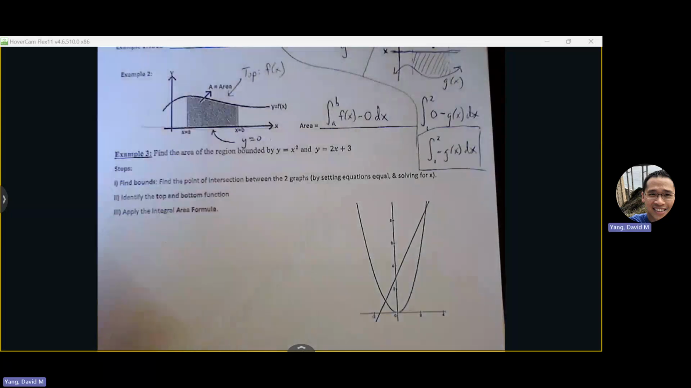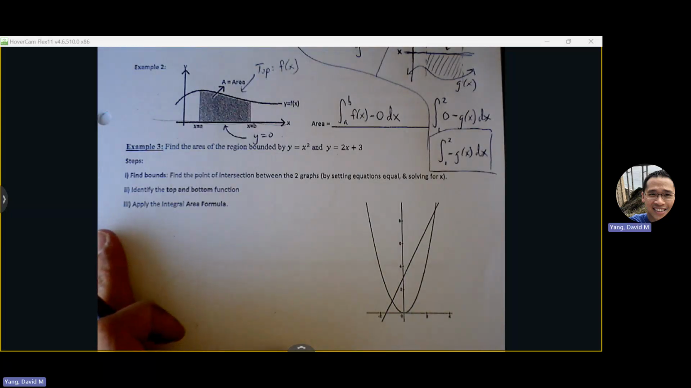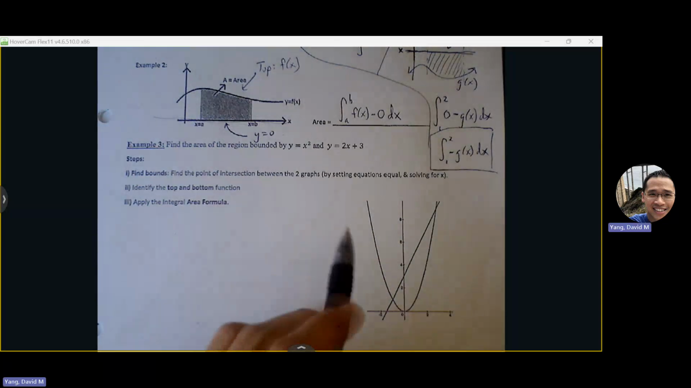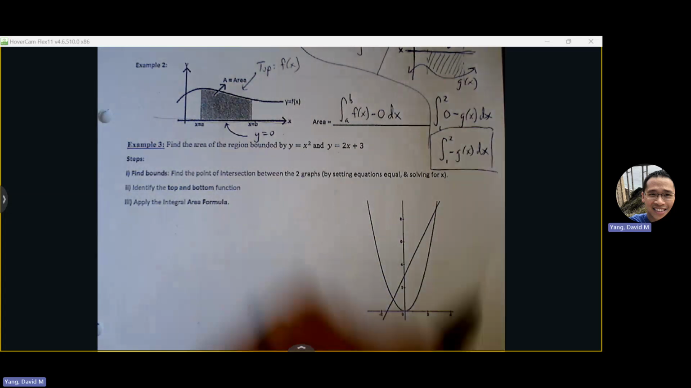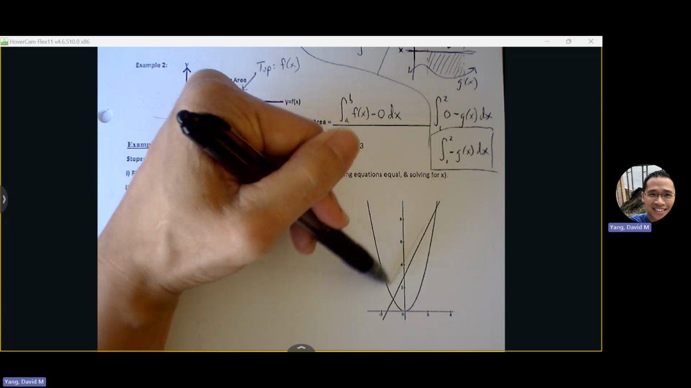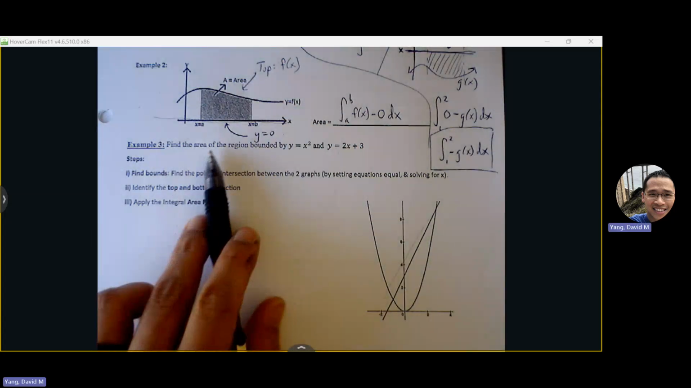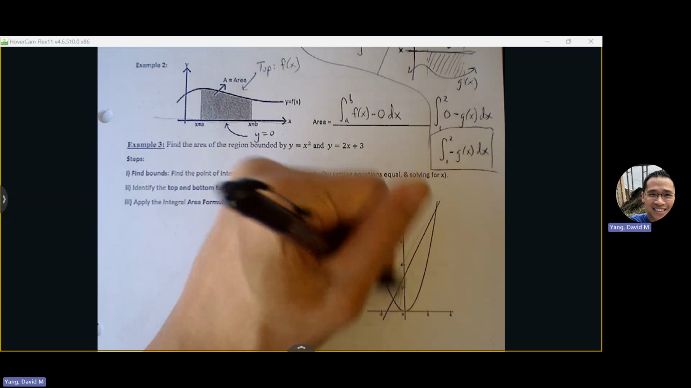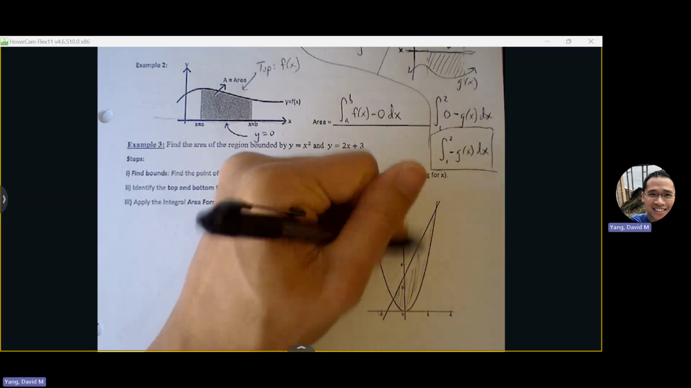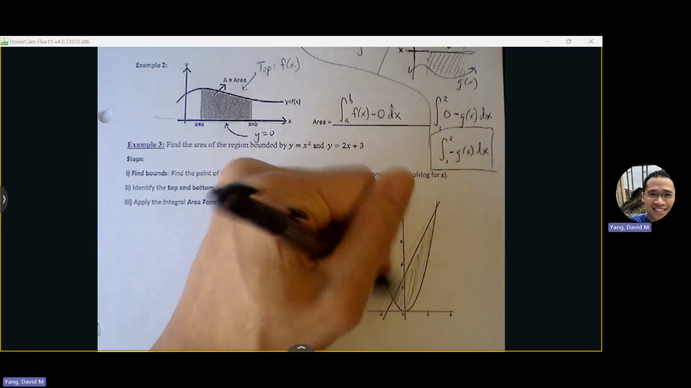All right, example 3. Find the area of the region bounded by y equals x squared, the parabola here, and y equals 2x plus 3, that's the linear graph here. And we want to find the area bounded by it, so basically the region in between. So let me shade that in. We're going to find the area of this shaded region.